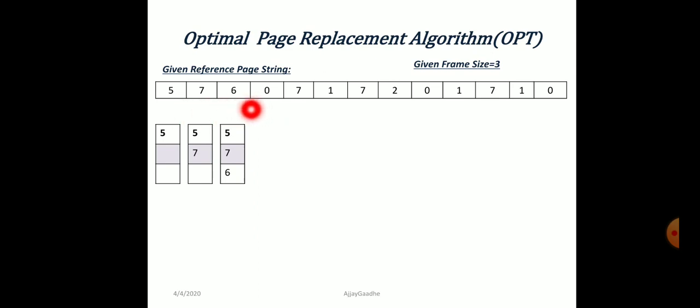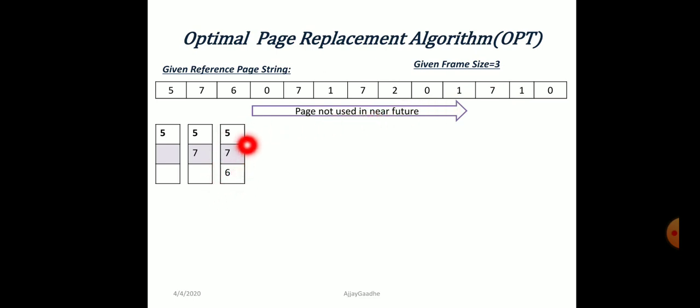Here in the optimal page replacement algorithm, we will see the page which will not be used in the future, right? So out of 5 7 6, we will see whether 5 is going to be used in the future. So 5 is not going to be used in the future. 7 will be used. 6 is also not there in the future. So 5 and 6 are the pages which will not be used in the future.